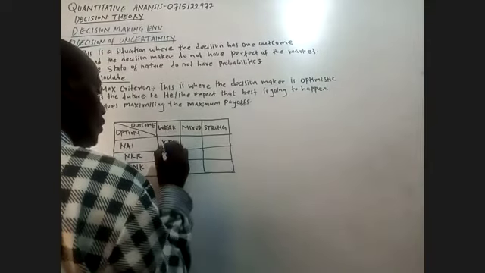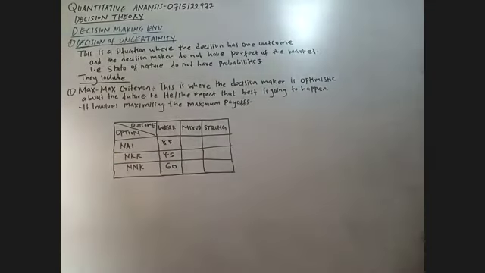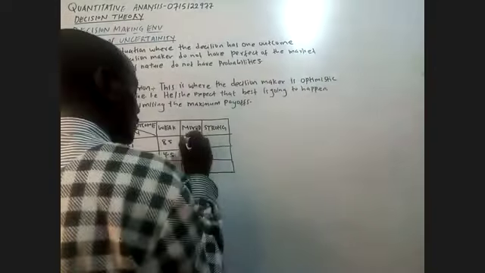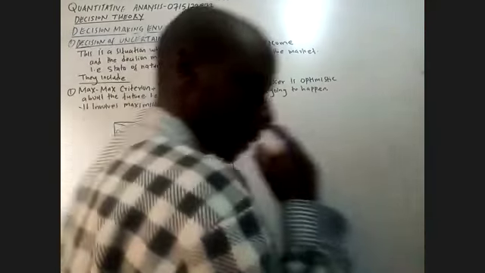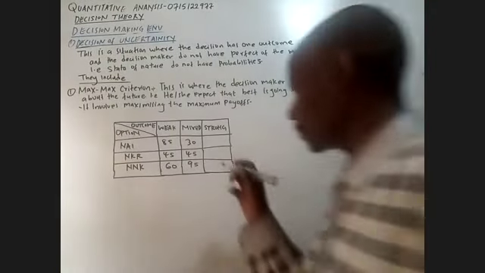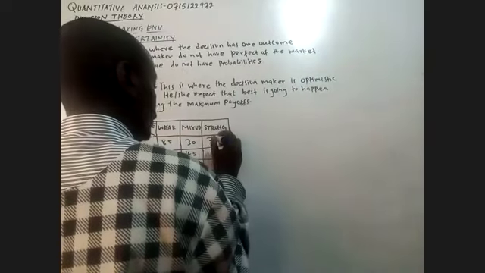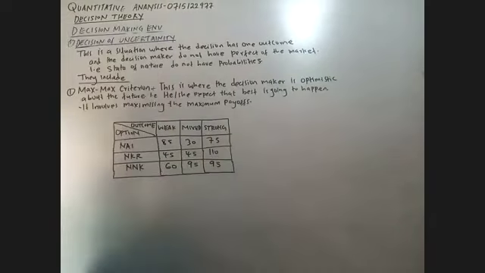85, 45, 60. 30, 45, 95. 75, 110, 95. Now in this question, let me give you a clue.